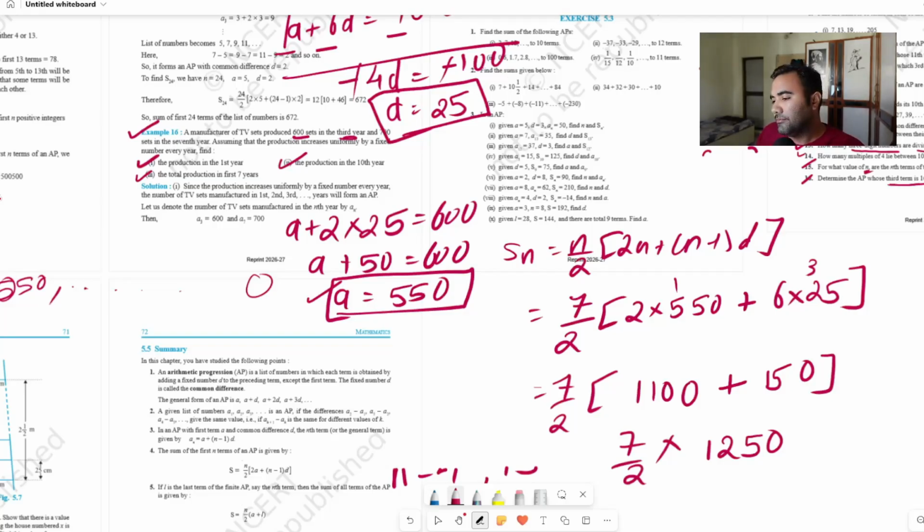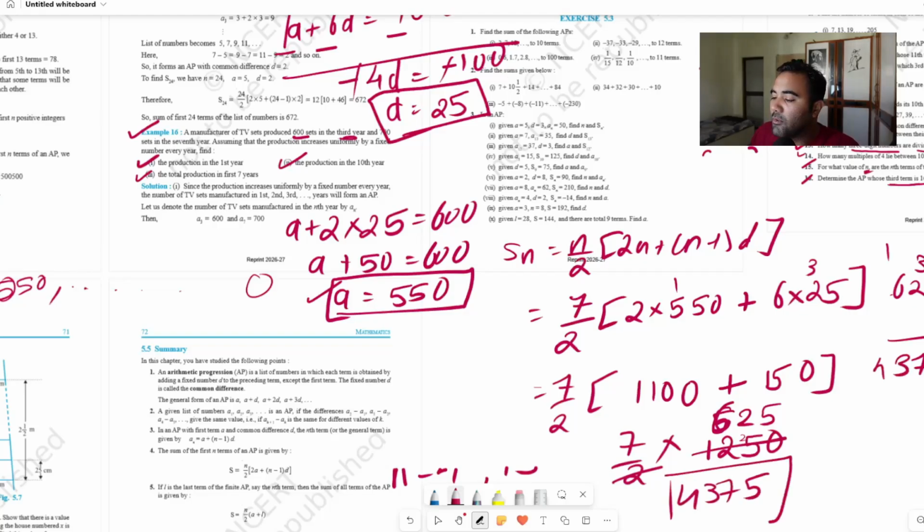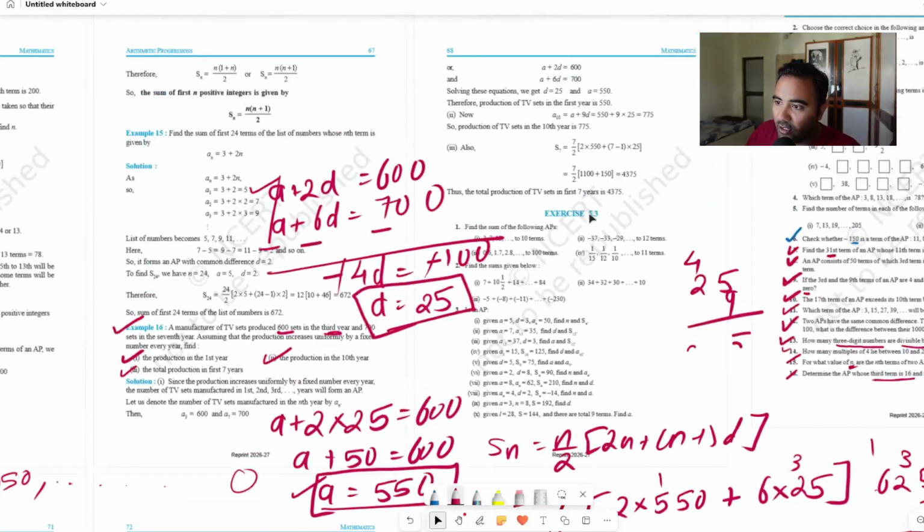Oh, is it? 2 5s are 10. No, 2 6s are 12. Okay. Then 2 2s are 4, 2 5s are 10. So 625 multiplied by 7. 7 5s are 35, 7 2s are 14, 14 plus 3, 17, 7 6s are 42, 42 plus 1, 43. So 4375 is the sum of production in the first 7 years, right? 4375. That's it, guys.